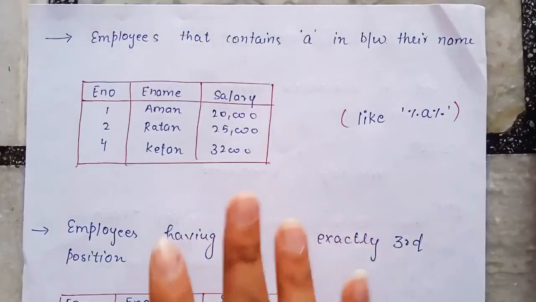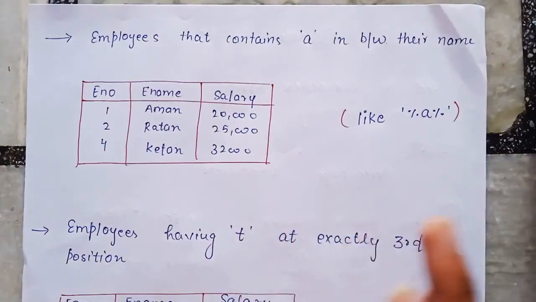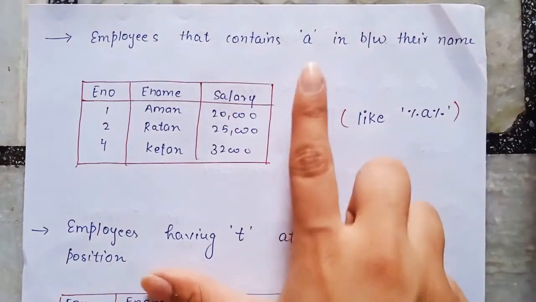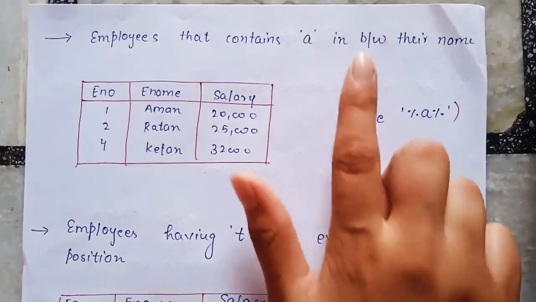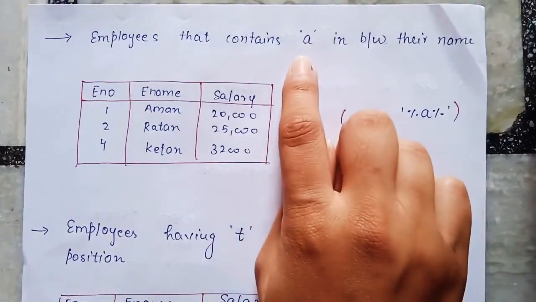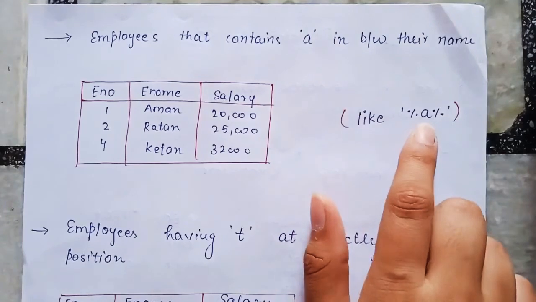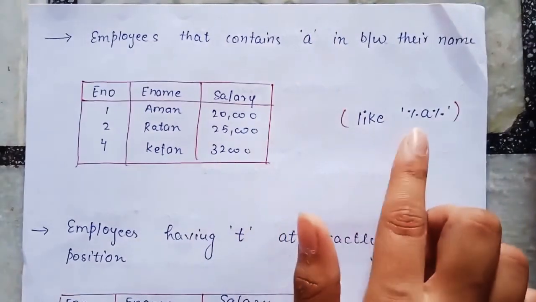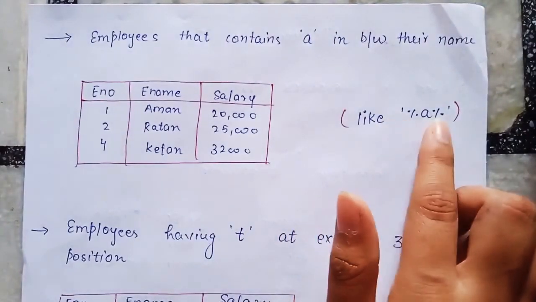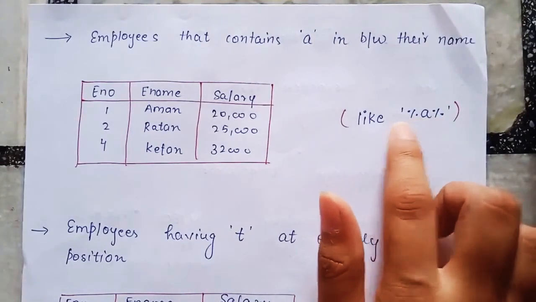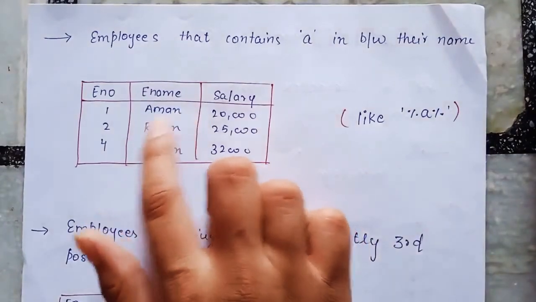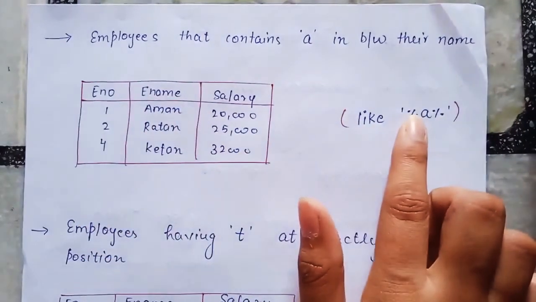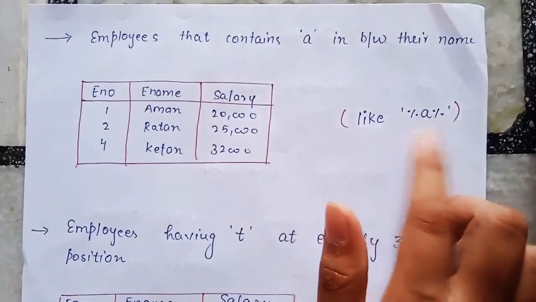Now if we want to get the records of those employees that have A somewhere in their name, whatever the position, we have incomplete information, so we will use this percentage symbol. How do we write this query? We will write it like this: there may be any number of letters, but somewhere in the name there should be an A.